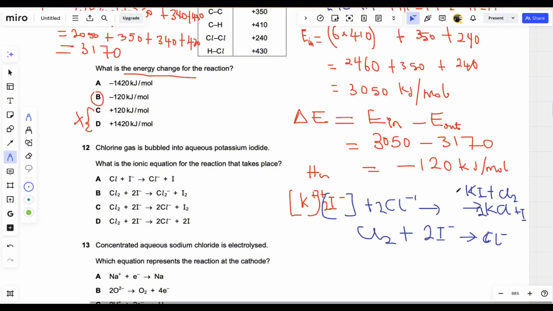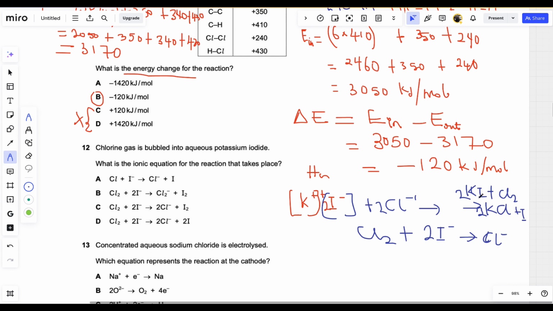And put 2 here. Okay, so in that case, you produce potassium chloride. In a half equation, you are not writing the potassium. You are just showing the one that is displaying which one. So you write chloride, since it is now potassium chloride instead of potassium iodide.